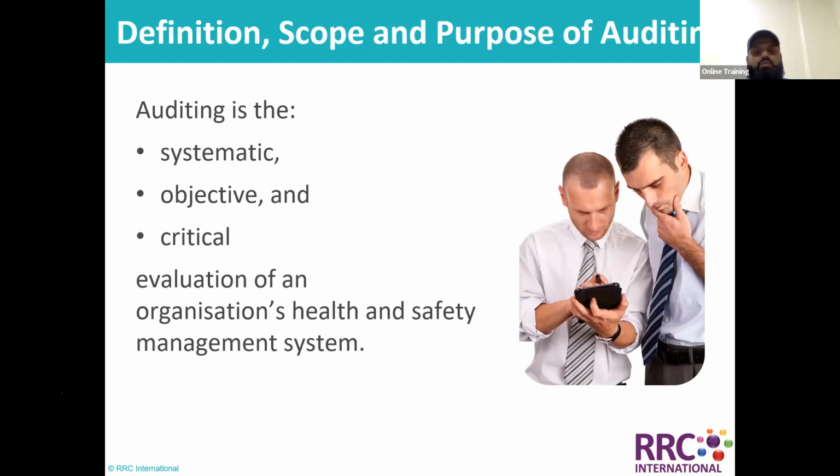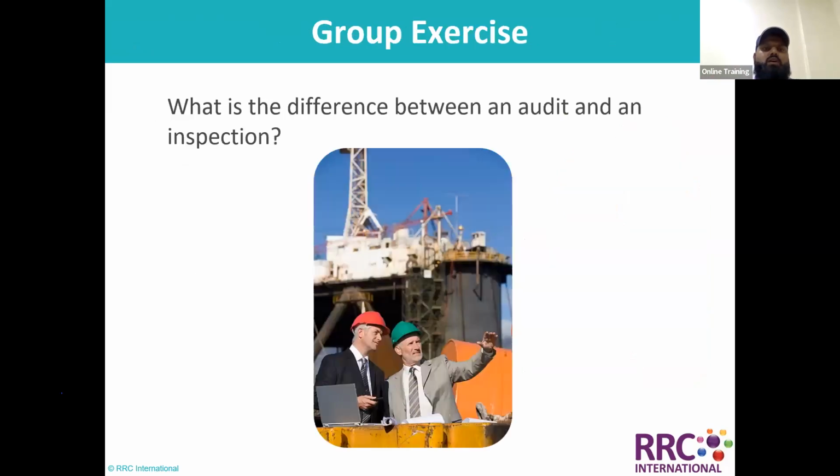Whenever we go for the audit, we use a systematic approach, which has one set target: that we are going to improve our health and safety culture. Then we are going to improve our health and safety management system. And then, critically, we are going to check all the points of your health and safety management system. This is the meaning of auditing.